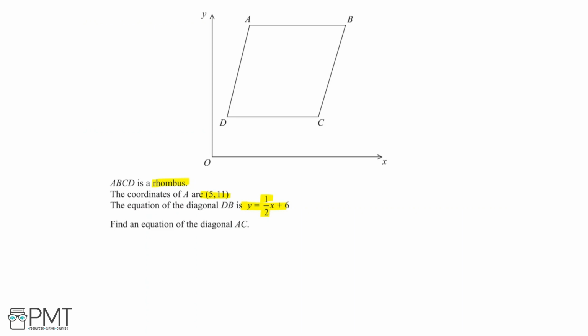The coordinates of A are 5, 11, which we can write over here. And then we're told that the equation of diagonal DB is y equals half x plus 6. And so we can use this information to find an equation of the diagonal AC. And we'll draw that line in green.